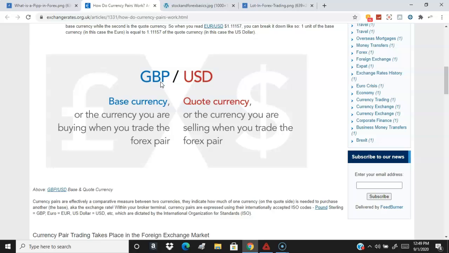A buy is when you think the market's going to go up on the base currency against the quote currency. A put is when you think the entire pair is going to go down against each other. So a buy if you think it's going to go up, a put if you think it's going to go down. Simple terms.